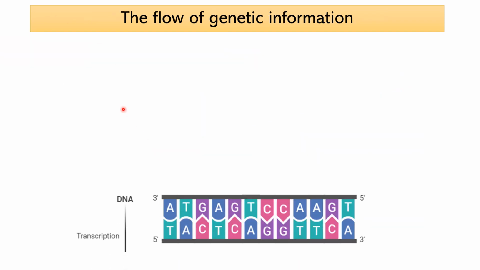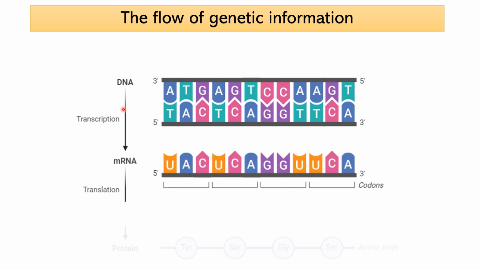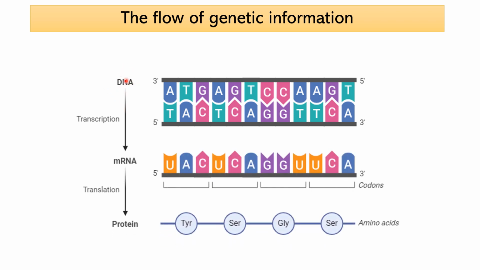This is a very simple diagram to show the flow of genetic information from DNA to proteins. As we can see here, the DNA information will be transcribed into an mRNA, and then the mRNA information will be translated into a protein. We covered the transcription process, which converts the DNA information into an mRNA, in a previous video. You can check that video in the link that will appear here. In this tutorial, we will cover translation, and we will see how mRNA can be translated into proteins.